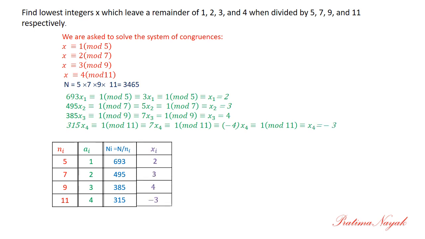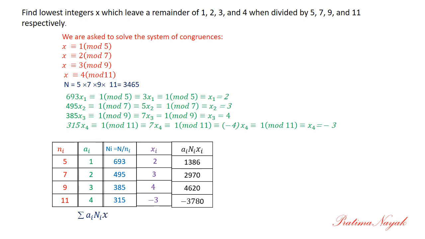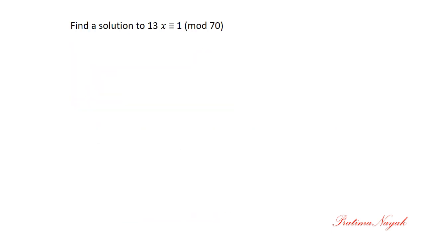Now filling in the table, we should give the product of ai, ni, xi. First we are getting 1386, next 2970, next 4620, and last is minus 3780. So total is 5196 modulo 3465. Now if we divide with it, we will get the answer.